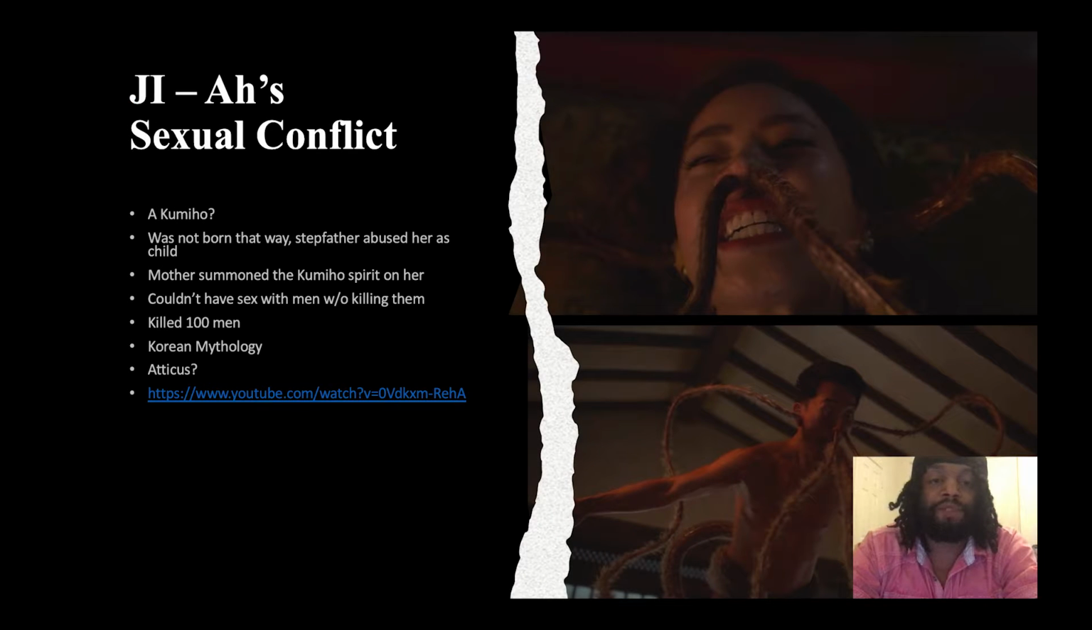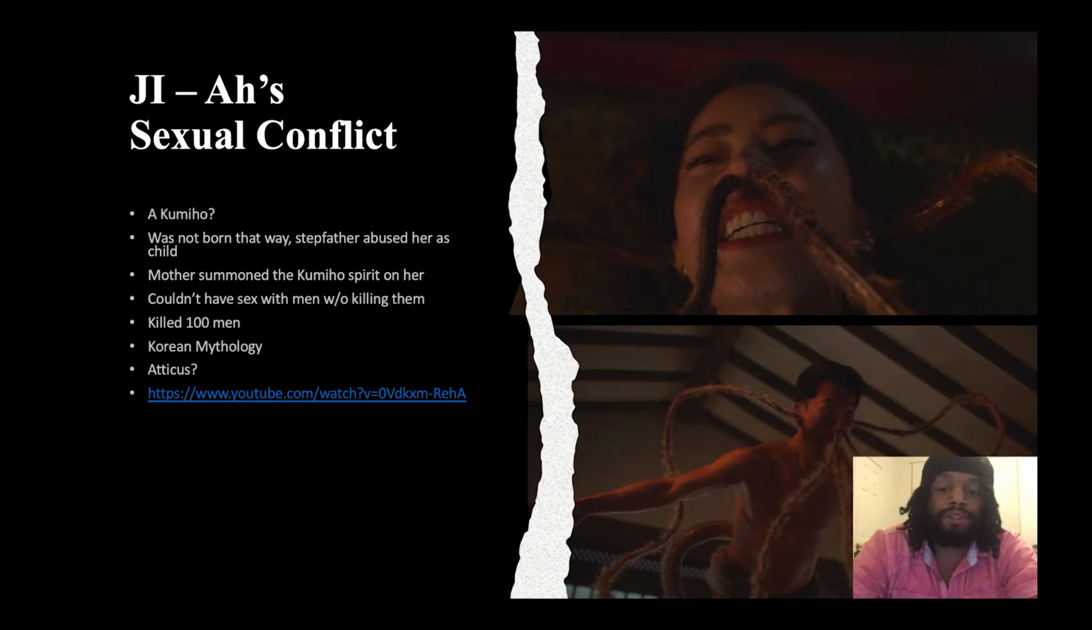We will now be transitioning into my second conflict, titled Ji-ah's Sexual Conflict. Now, Ji-ah was a kumiho. That is a creature that appears in the folk tales and legends of Korea. It can transform itself into a beautiful woman, often set out to seduce boys, and that is a Korean term for a succubus. A kumiho is also a nine-tailed fox spirit. Once Ji-ah would be aroused during sex, the nine tails would come out of her body and attach themselves to her sexual partner, and that would take the life of the man.